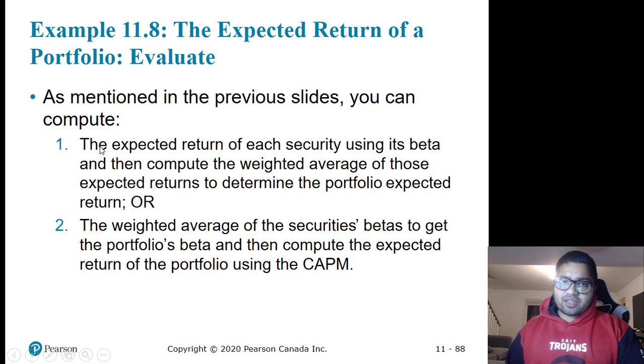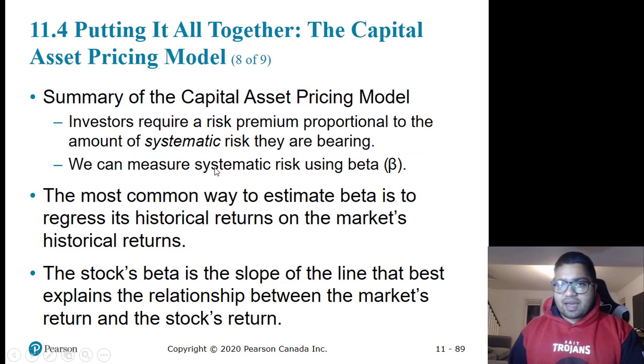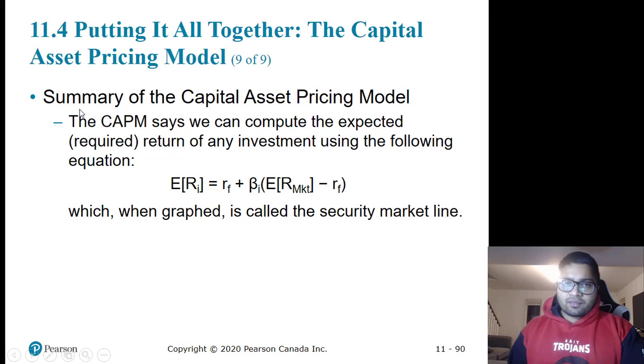As mentioned in previous slides, you can compute the expected return of each security using its beta, and then compute the weighted average of those expected returns. Or take the weighted average of betas to get the portfolio beta, and then compute the expected return using CAPM. So, a summary of the capital asset pricing model. Investors require a risk premium proportional to the amount of systematic risk that they are bearing. We can measure systematic risk using beta. The most common way to estimate beta is to regress a stock's historical returns on the market's historical returns. The stock beta is the slope of the line that best estimates the relationship between the market's return and the stock's return.